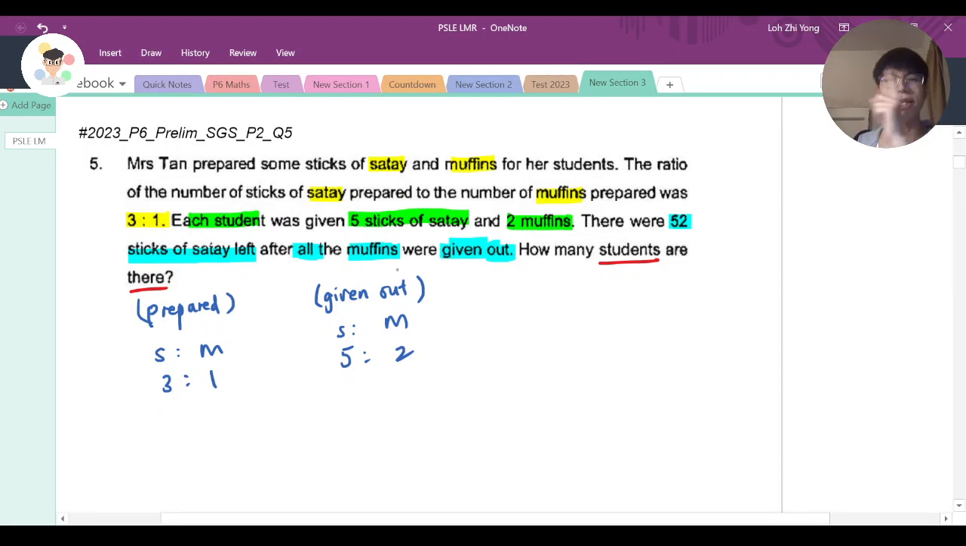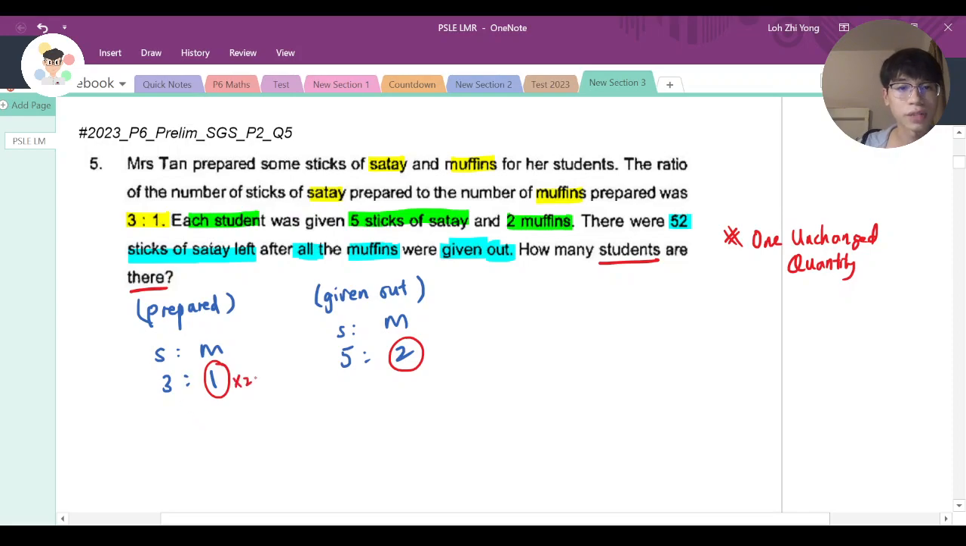So the first thing very important is that you know that satay have leftover, but muffin have no leftover. Means that whatever you prepare have been given out. Means that what you prepare and what you give out is exactly the same. So you should expect that this one and this two are supposed to be the same. And this is something we call one unchanged quantity. Or we should say that one quantity is supposed to be the same. So how to make it the same? By looking for LCM. So you know the LCM is 2, so I times 2. So the new ratio here will be 6 to 2.